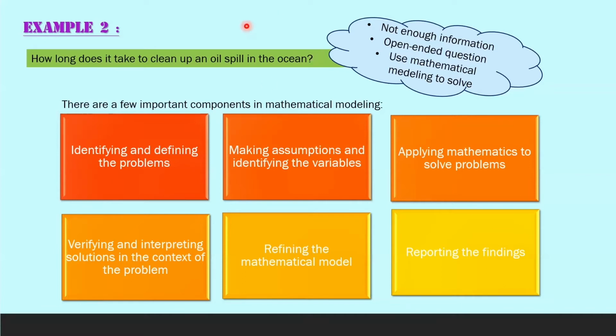There are a few important components in mathematical modeling. First, identifying and defining the problem means writing down the information that you see from the question and what you need to solve. Second is making assumptions and identifying the variables; an assumption is something that you accept as true without question or proof. Thirdly is applying mathematics to solve problems. After that is verifying and interpreting the solution in the context of the problem.